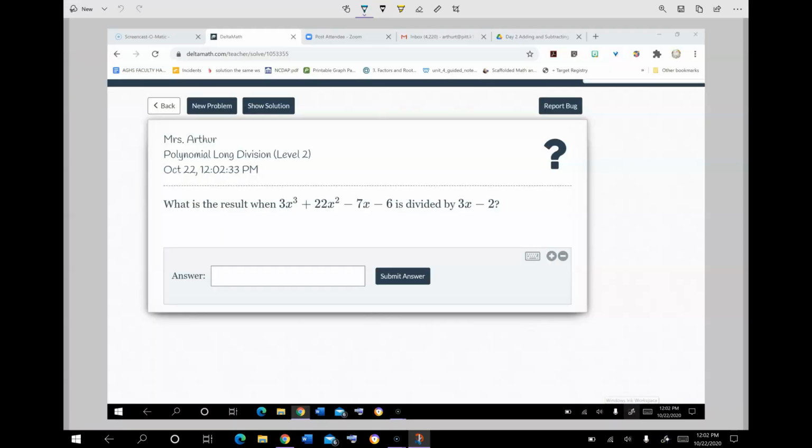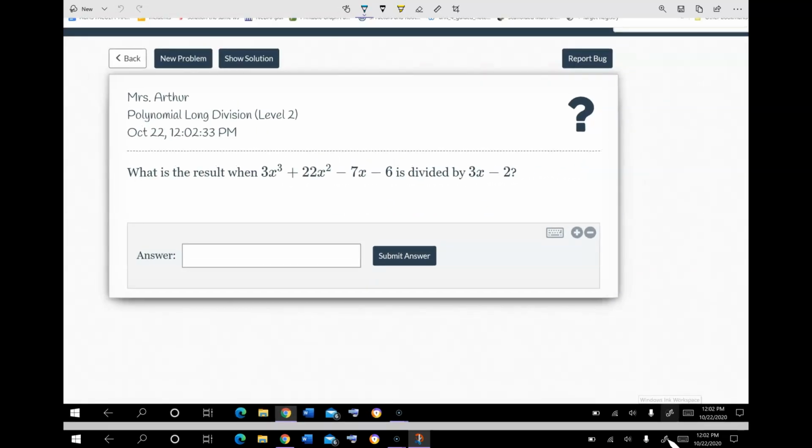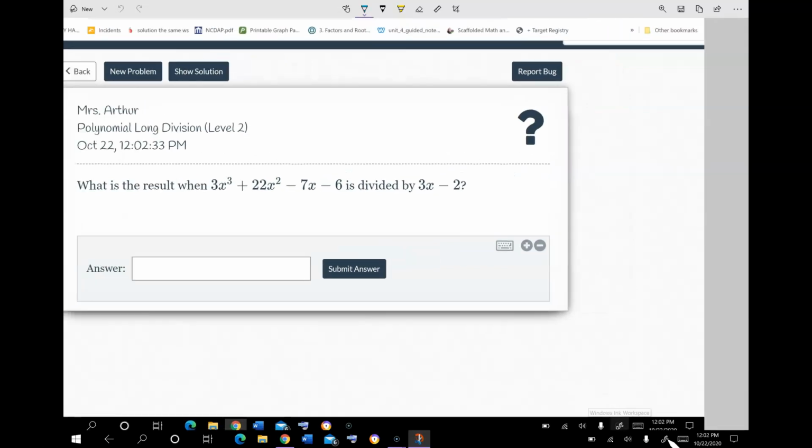So long division is what we learned yesterday. And long division you use when your divisor is not linear, okay? But you can use it for everything. It's just synthetic is only for linear divisors, okay? All right, so we're going to set this up. Now you keep your variables in this one, okay? You keep your variables. I'm trying to figure out if I'm going to have enough room.